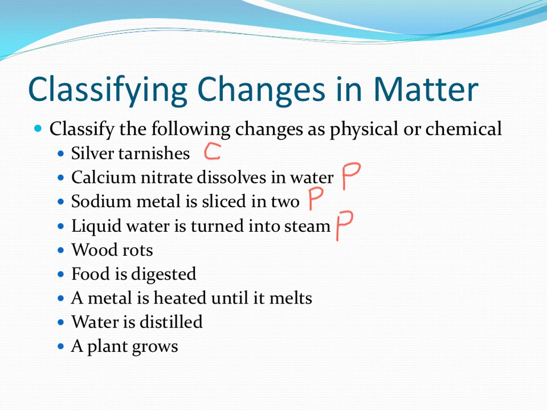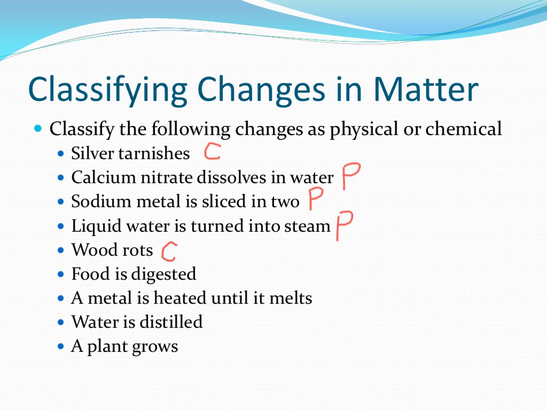Wood rotting. Now before the change occurs, I have some sort of log or tree or something. After the change occurs, I no longer have any of this same material. Now it's rotted. Therefore, this is a chemical change.